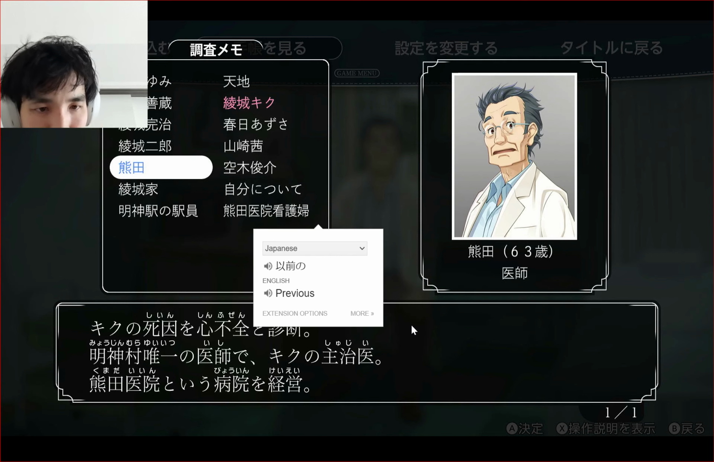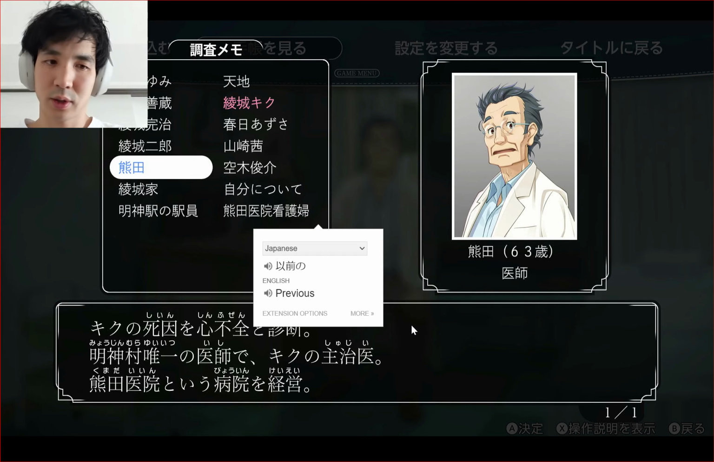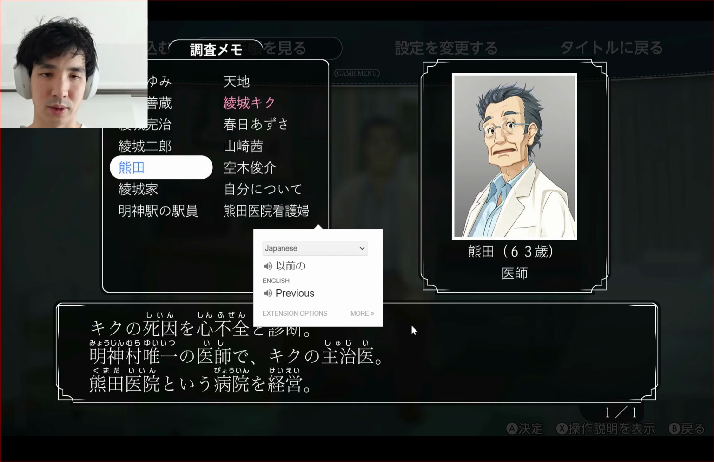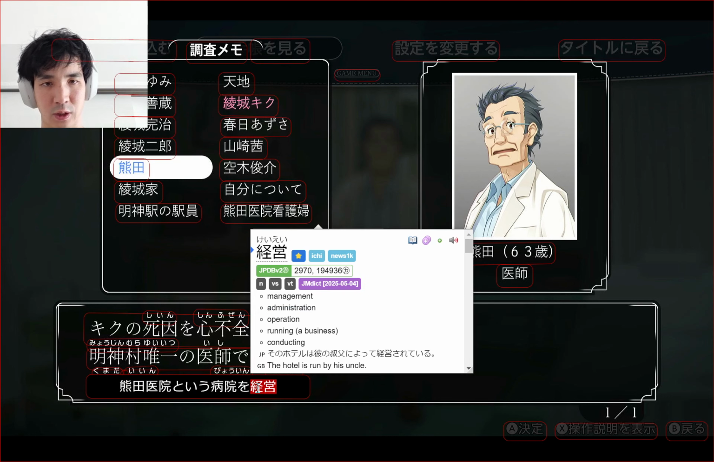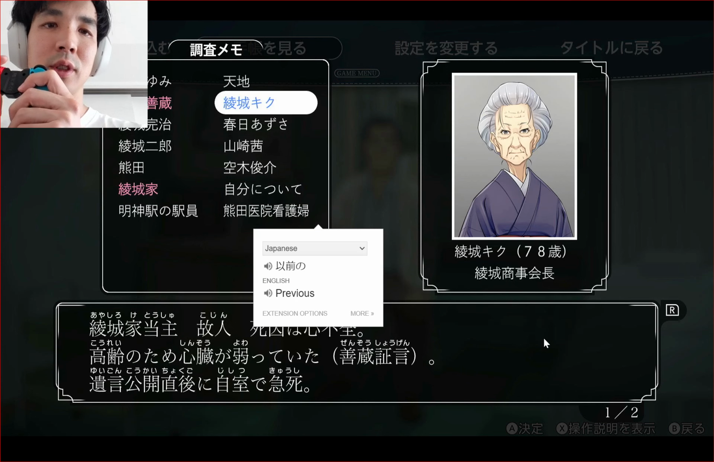Myojinmura Yui no Ishida Kiku no Shuji 熊田医院という病院の経営, management. Oh, there's a red one. Why is it sometimes they turn red?